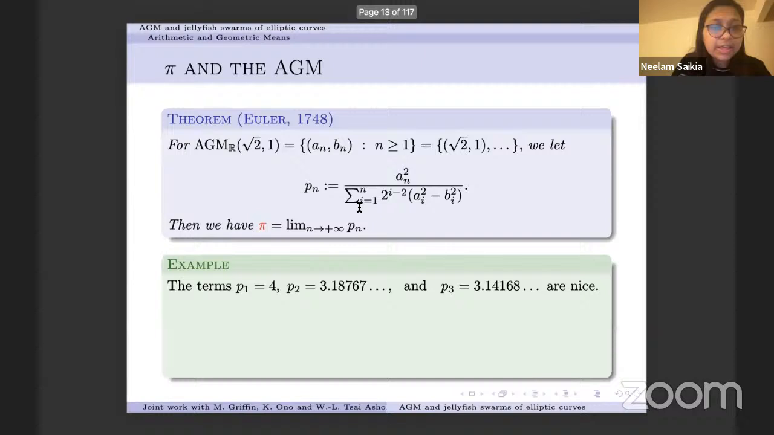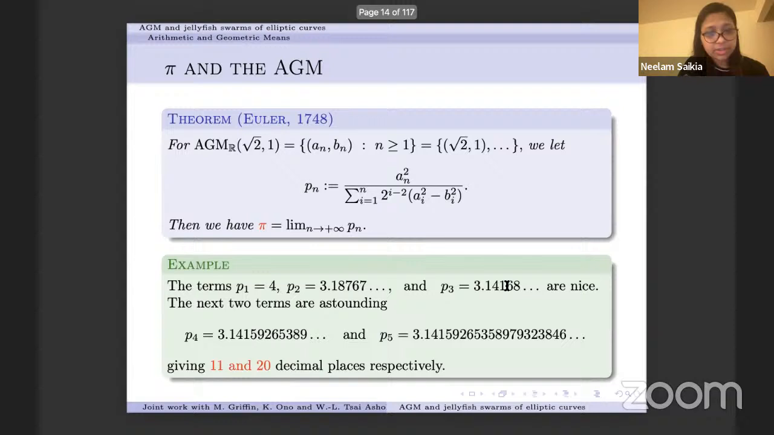For example, the first term is 4, then p2 is 3.1876, and then p3 is 3.14168, and so on. When we compute p3, we can see that up to the third decimal place it gives the value of pi. Now you will be surprised to see the next two values.